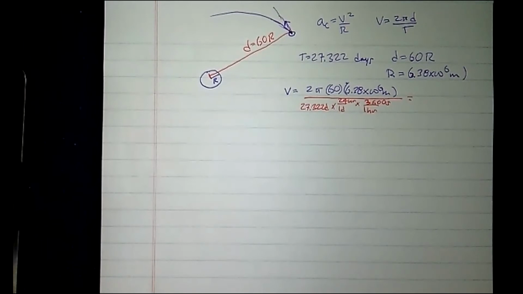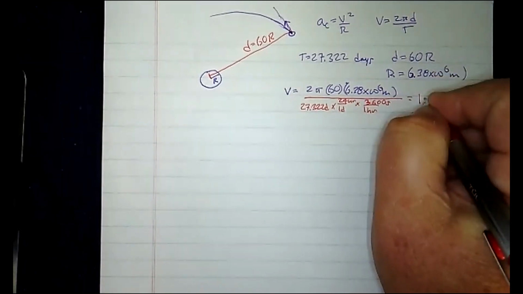And then I'm going to divide that by parentheses 27.322 times 24 times 3,600. All that's in the bottom. That's why I put it in parentheses. I hit enter and I get 1.019 times 10 to the third meters per second. Anybody verify that calculation?